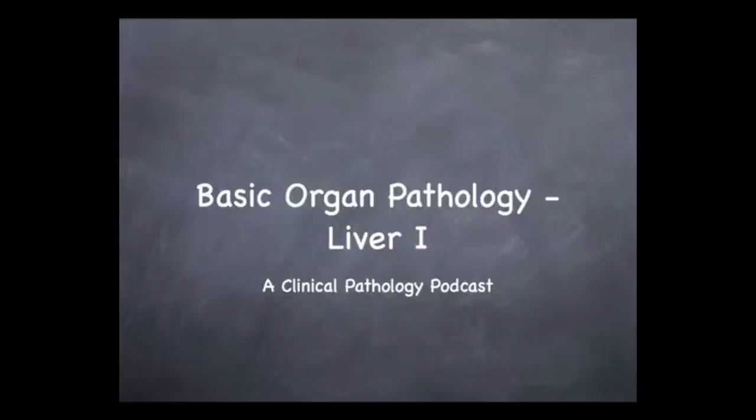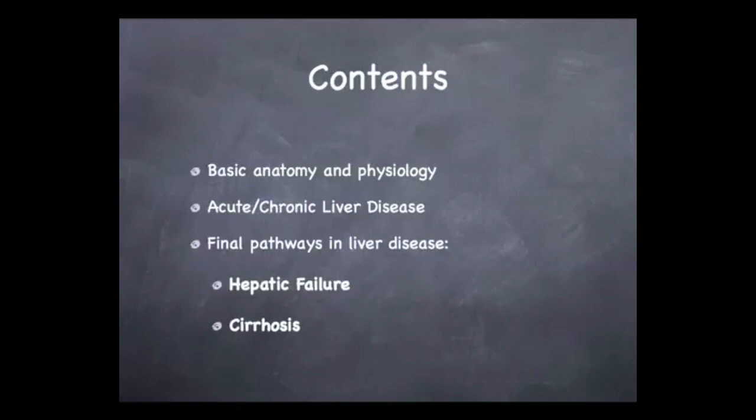This is the first of two podcasts on liver pathology. In this first podcast, I'm going to outline some important principles of liver disease. For example, I'm going to look at some of the basic anatomy and physiology of the liver. I'm then going to look at acute and chronic liver disease, and then finally look at some of the terminal pathways in liver disease, such as hepatic failure and cirrhosis.